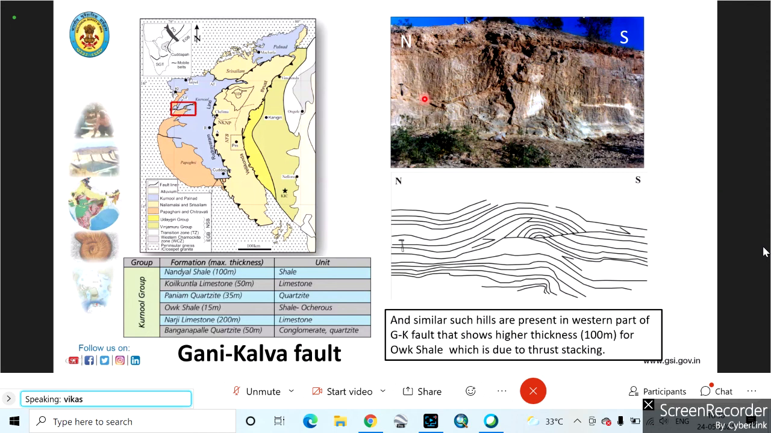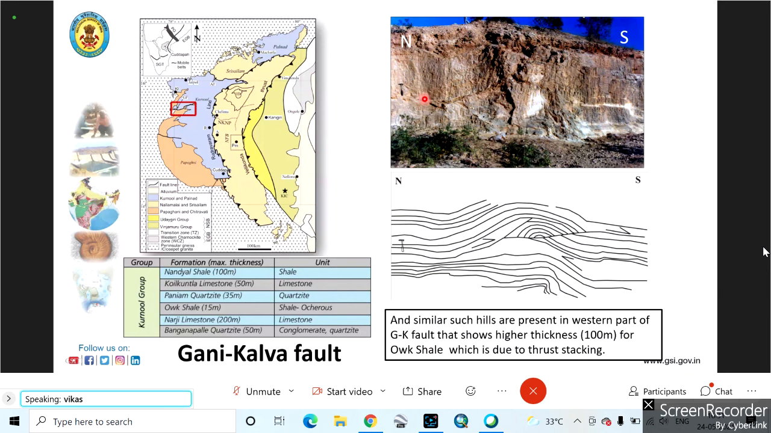In fact, the whole hill, nearly 100 meters thick, has some thrusts. You can notice the sketch I have drawn out of that photograph. These thrusts have actually increased the thickness of the thin oak shales to a very thick one in these areas. This thickness increase can also be very helpful when you are mapping an area.